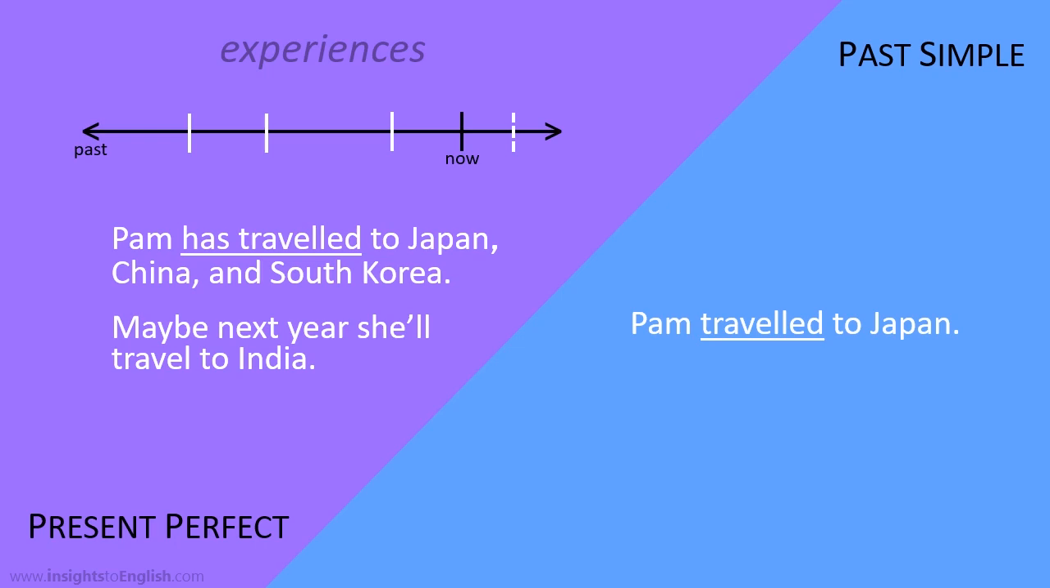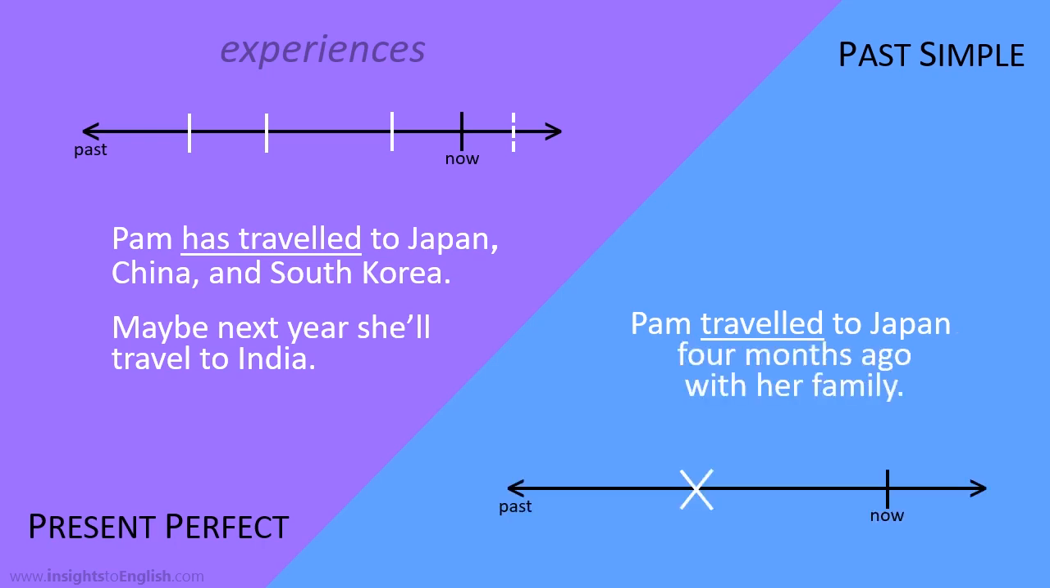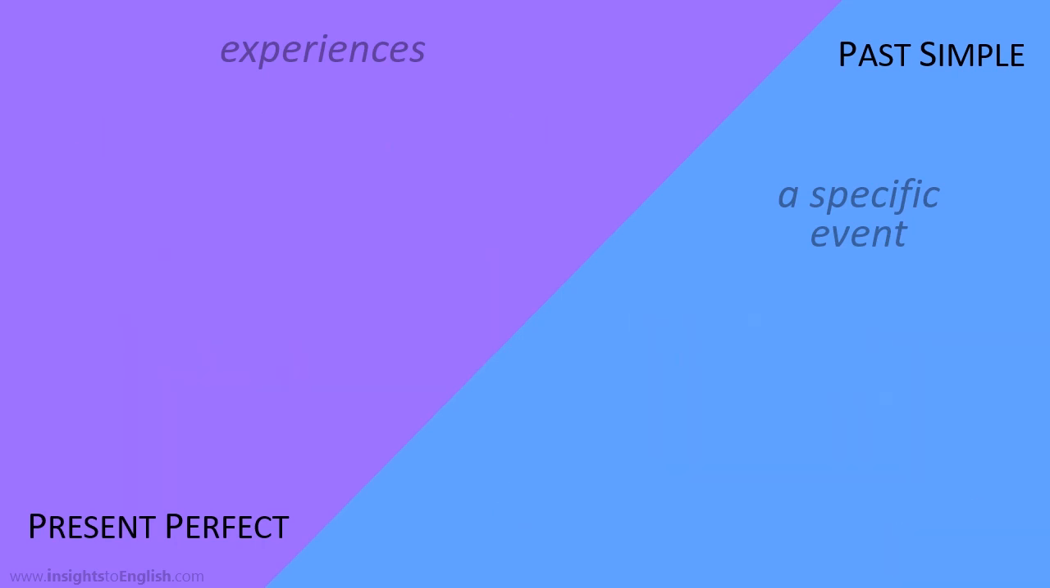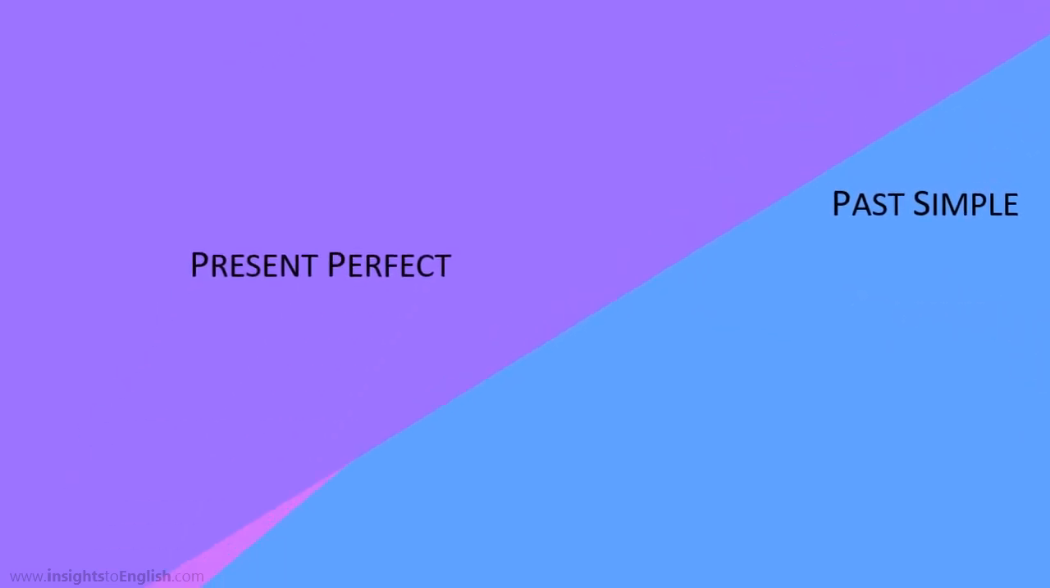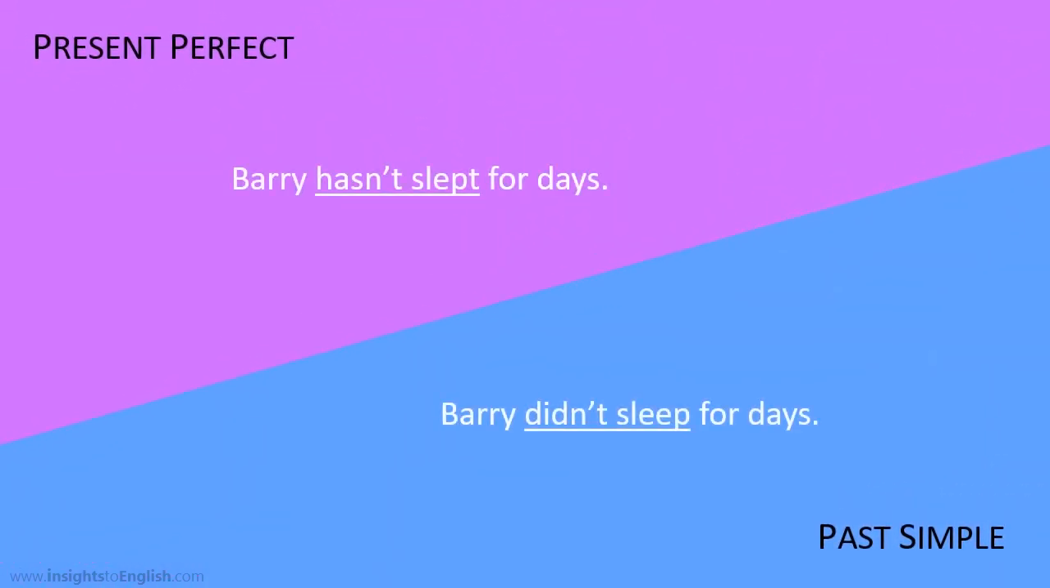Tell me more about her trip to Japan. She traveled there 4 months ago with her family. Aha. You used the past simple tense. You were right about the general experiences, but when we talk about a specific event, that's just past. Oh, I see. So on the left is ever, but on the right it's about when or other specifics. Got it.